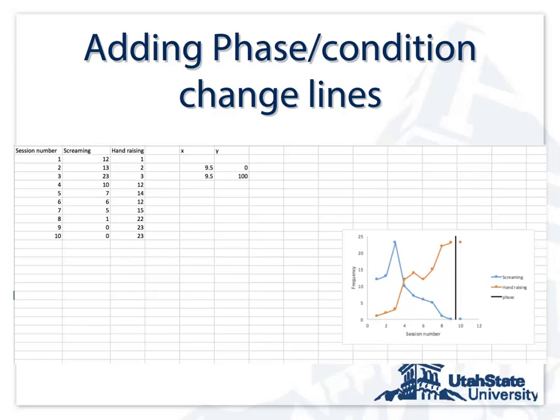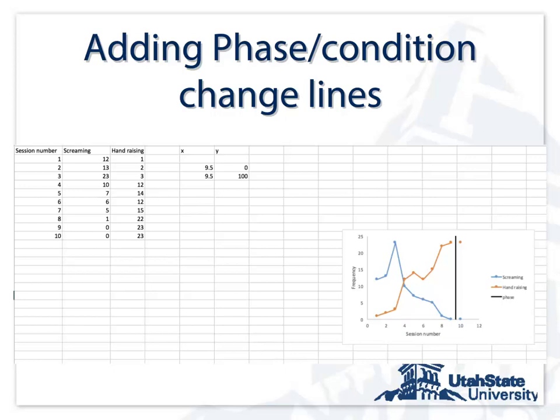In order to add a phase change line, we will need to create a new series. Begin by labeling two new columns as X and Y. We will then add this series to our graph the same way that we have added the data path from the last slide. This time, we will label the new data path as phase, and we will assign the X and Y values to the two columns we have just created.